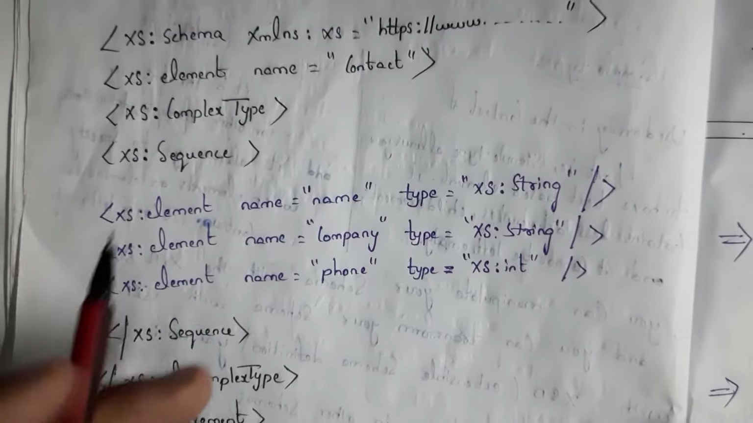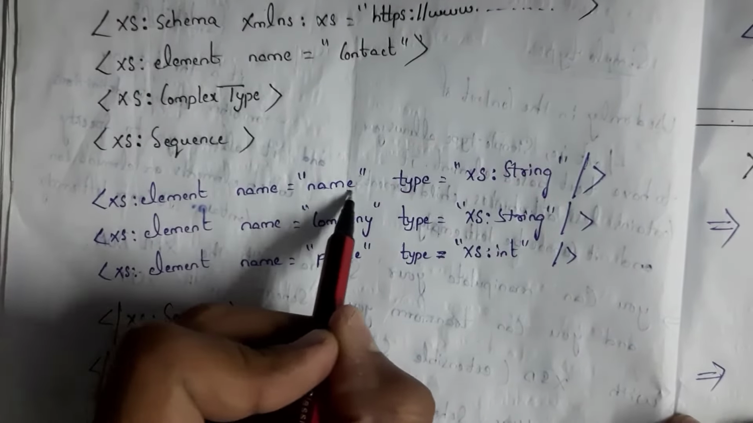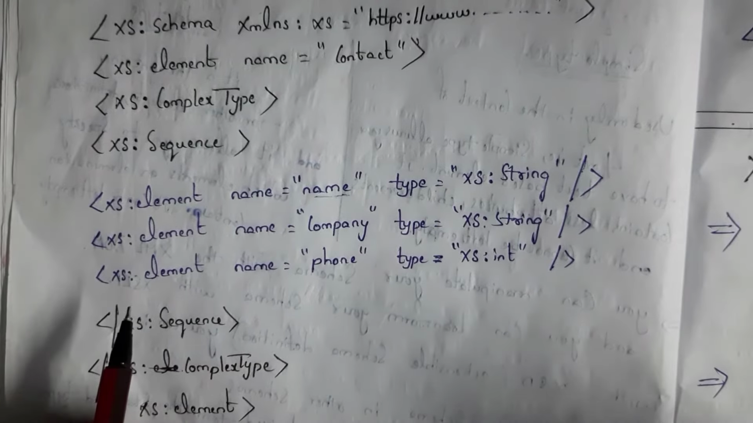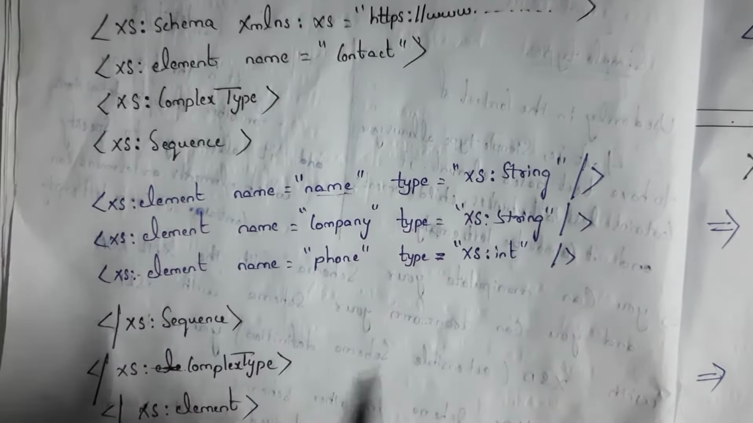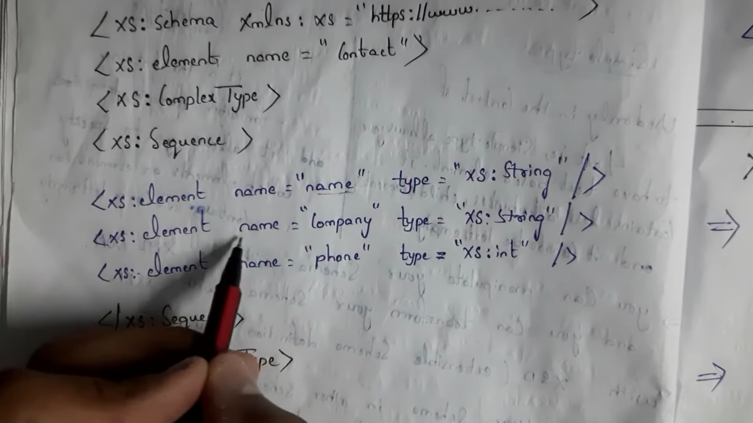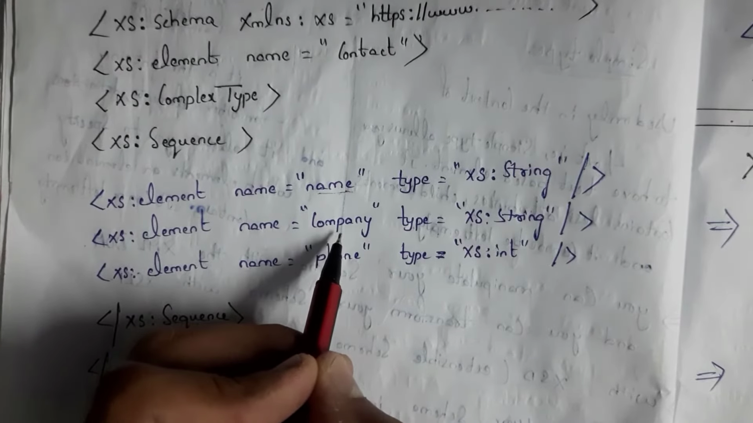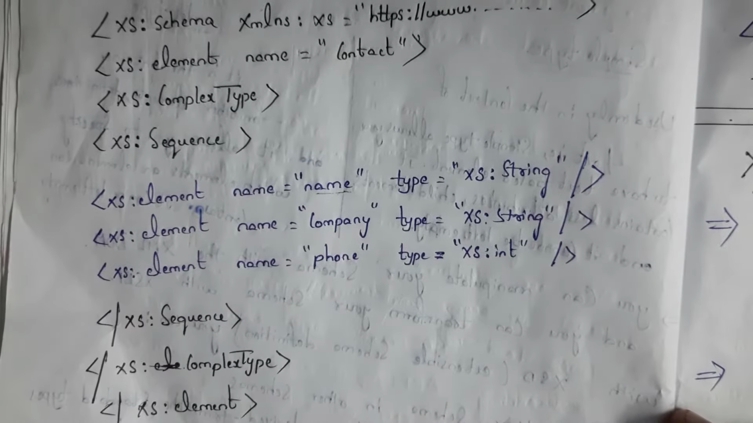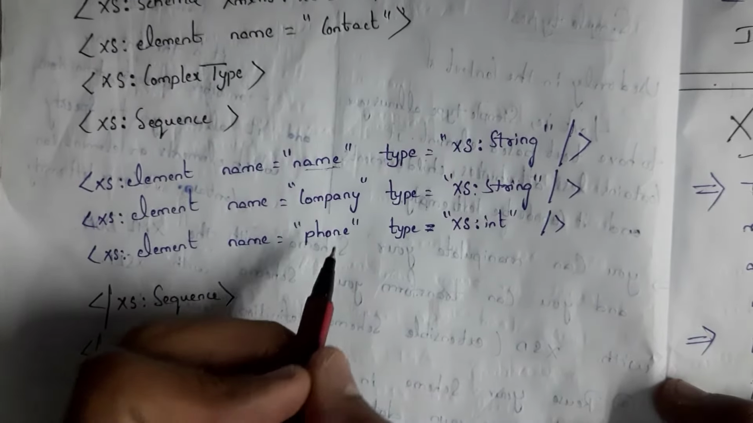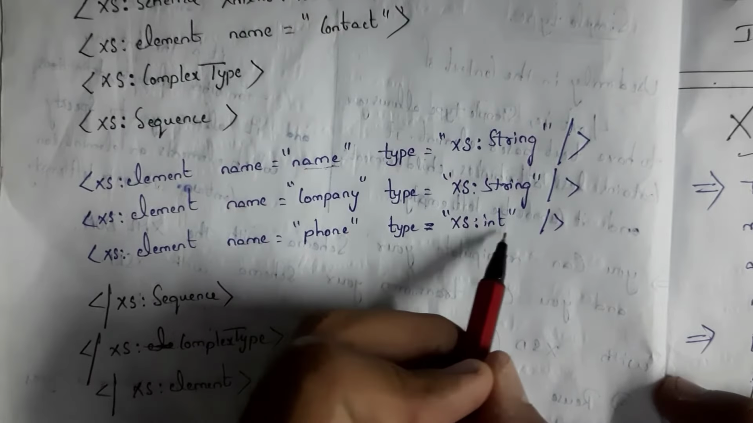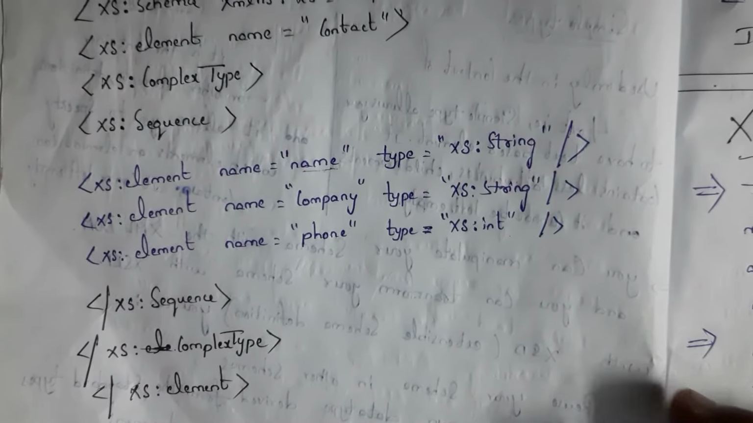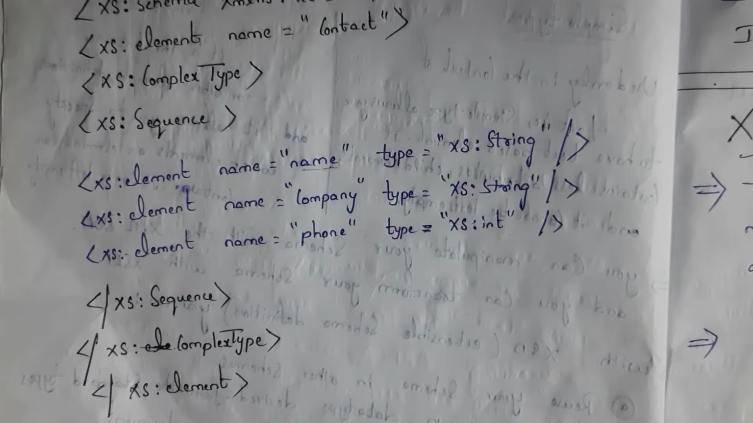Inside sequence, I wrote element name as name. As we all know, name is string characters, so I gave type as xs:string. Similarly, I took another element name as company. Company is also a string, so I gave type as string. Next, the third element name is phone. Phone is an integer, so I gave type as xs:integer. This is the content which I have written inside sequence.